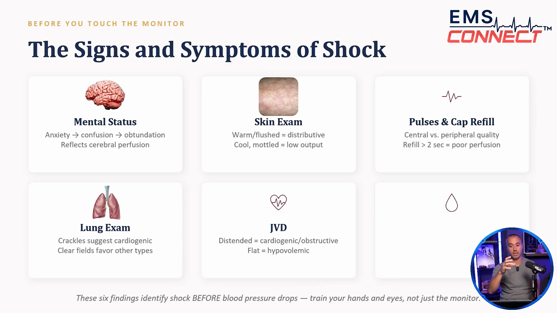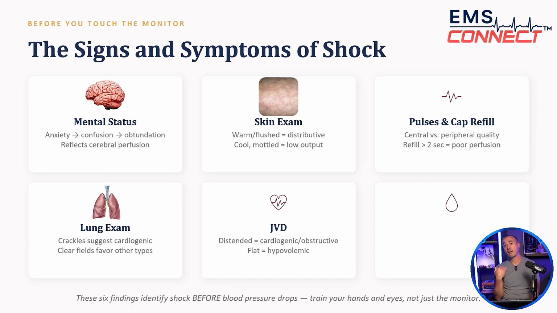And all that is that you get third spacing of the fluid into the lower extremities because it's more gravitationally dependent. And you can push on the extremities and it indents, right? So that would be peripheral edema. So looking at that in addition to JVD, and it gives you an idea of volume status.